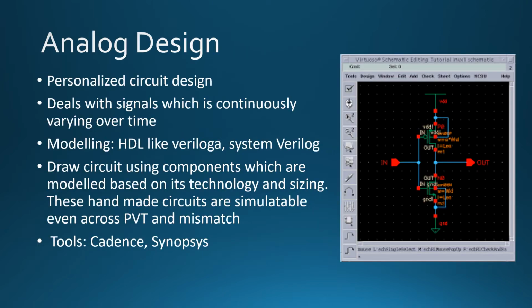Okay. So next comes the analog part. What's the major difference between analog design and digital design is that analog is more like a personalized circuit design, and it deals with signals which are continuous over time, right? That is essentially analog. Signals which vary continuously over time are called analog signals. In digital we deal with only one sample, whereas in analog we are also interested in all the time instances of a signal. So that essentially is analog, right?